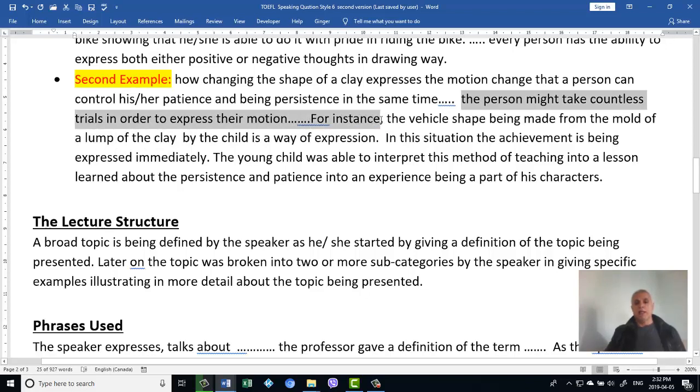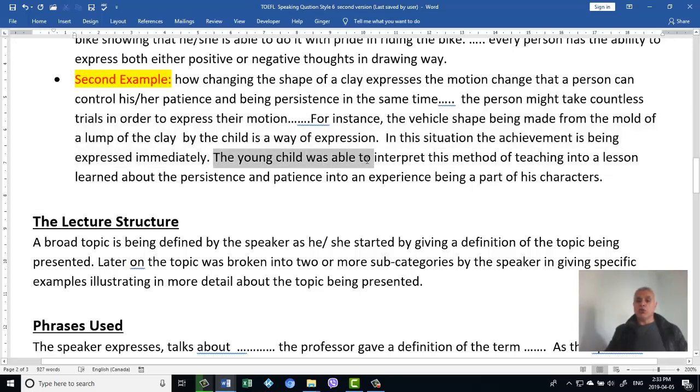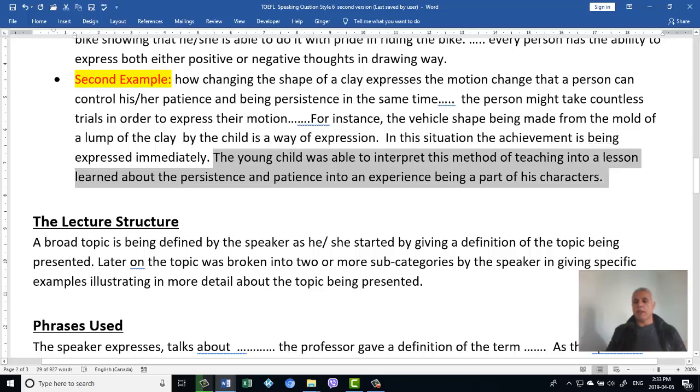For instance, the vehicle shape being made from the mold of a lump of the clay by the child is a way of expression. In this situation, the achievement is being expressed immediately. The young child was able to interpret this method of teaching into a lesson learned about the persistence and patience into an experience being a part of his character.